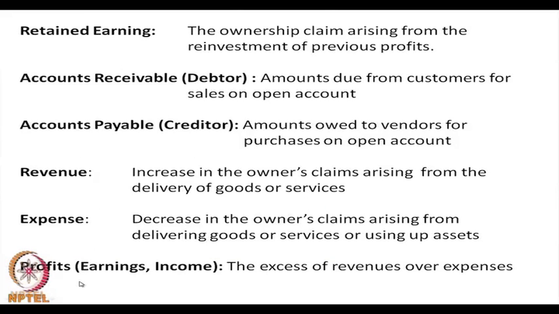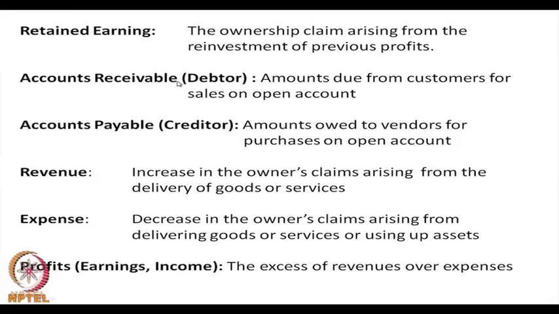Some more terms we have now introduced. Retained earning is the ownership claim arising from the reinvestment of previous profits. So, basically, in our earlier example, 3000 rupees was the profit out of the sales, but Hari, the owner, did not take that money to his own pocket. Instead, it remained with the company. So, it is reinvested in the hardware shop. That is the ownership claim of Hari, that is called retained earning.